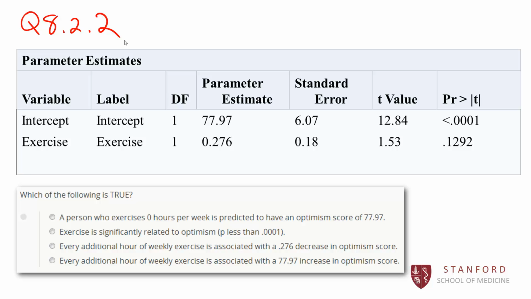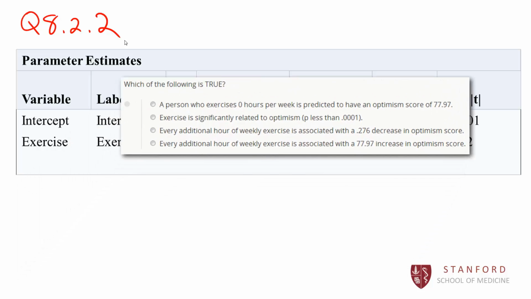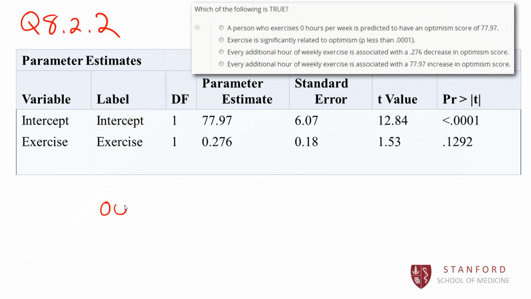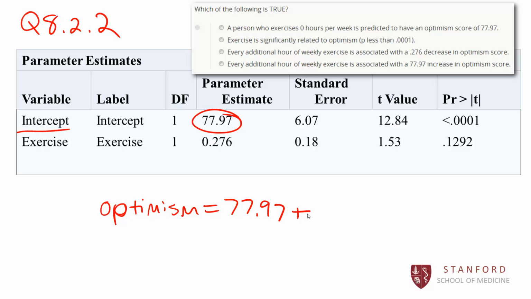In this question, you have to pick out the regression equation from the output like I did in some of the videos. So what is our model here? Our model is that our outcome, our optimism score, is equal to the intercept, 77.97. I'm finding that right here. Plus our beta is 0.276. And our exercise is in units of hours per week.